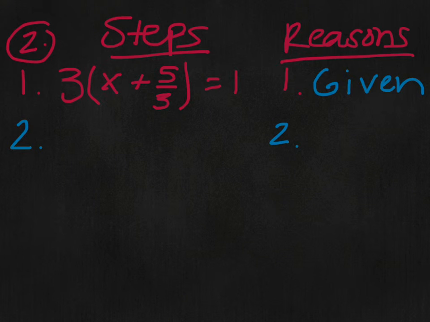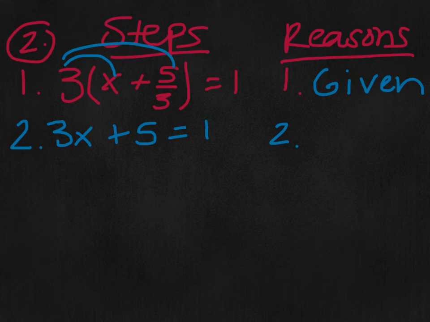Our second step is to take the 3 and distribute it. 3 times x is 3x. 3 times 5/3 is just 5. And the property we used there was the distributive property. And again, it's okay to abbreviate. Make sure you include the property.